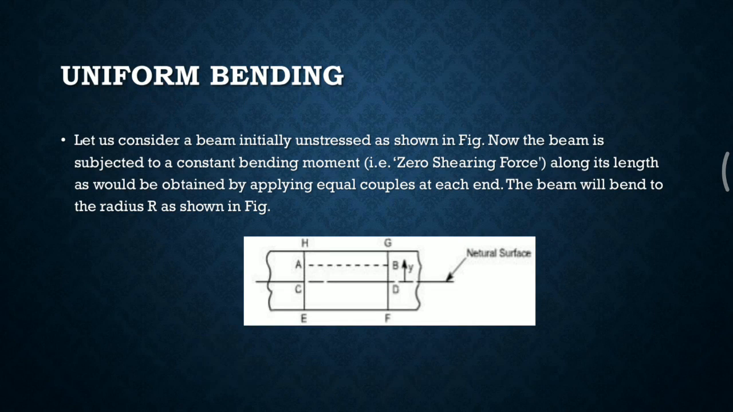Now let us understand what is uniform bending. Consider a beam which is initially unstressed, which is represented as shown in figure. When the beam is subjected to a constant bending moment, that is zero shearing force, along its length, as would be obtained by applying equal couples at each end, the beam will bend to the radius R, which is represented as shown in figure.